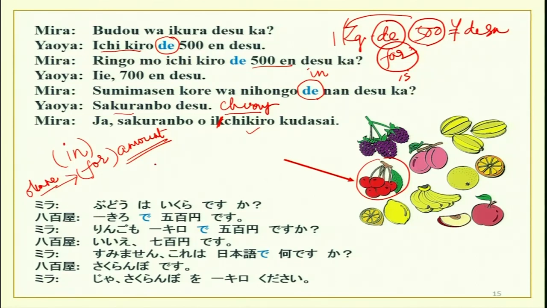So now you can see that you can use this for amount and for money. 1 kilo de 500 yen desu, or over here as we did earlier in our previous slide, nihongo de for language in Japanese. Or you can say doitsu go de part time wa nan desu ka? Part-time is arubaito. So, doitsu go de part-time wa arubaito desu. So, in this manner, you can use it with languages and with money or amount.